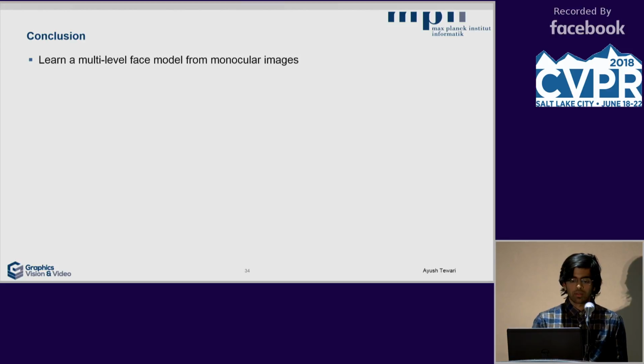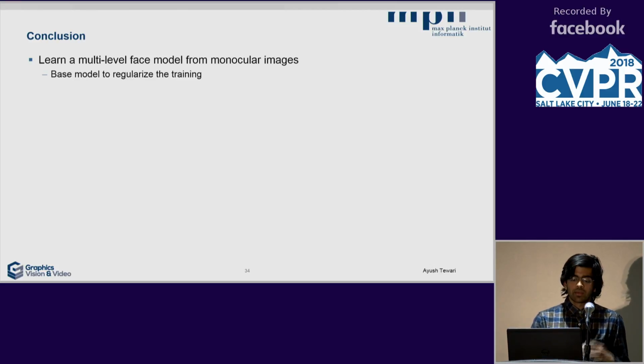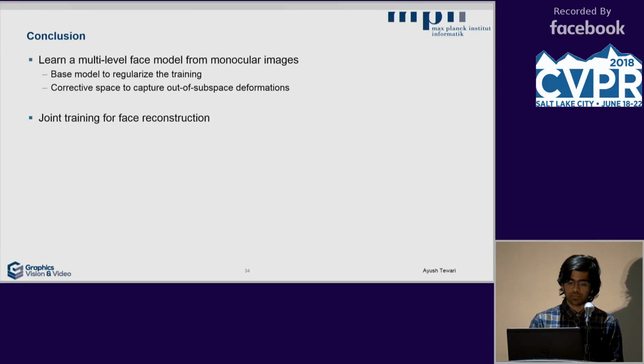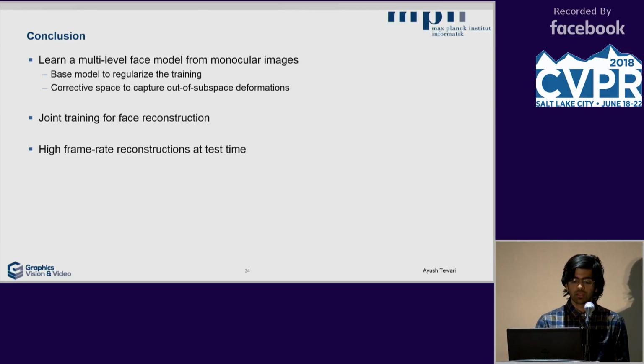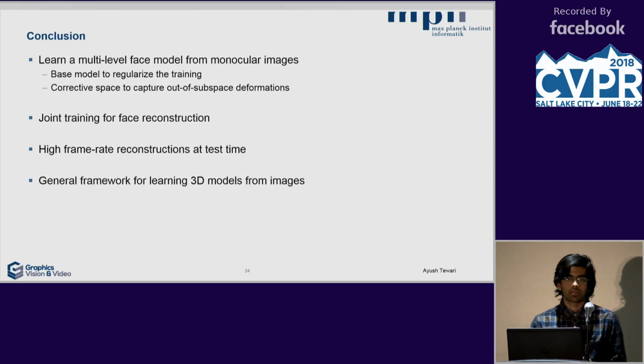To conclude, we show how to learn a multi-level face model from just monocular images. The model consists of a base model for regularization of the training and a corrective space to capture the outer subspace deformations. We jointly train for the task of face reconstruction, which allows us to perform high frame rate reconstructions at test time. And finally, we provide a general framework which could be used for learning 3D models of other objects from images as well.